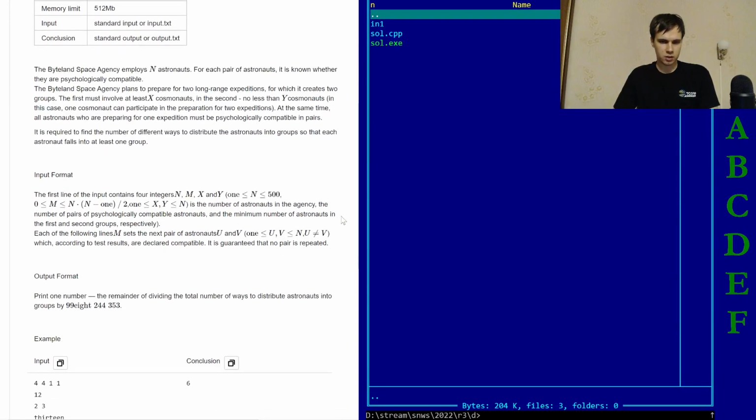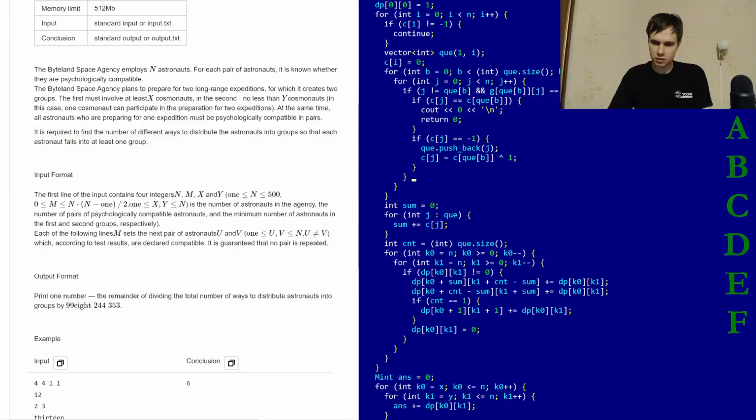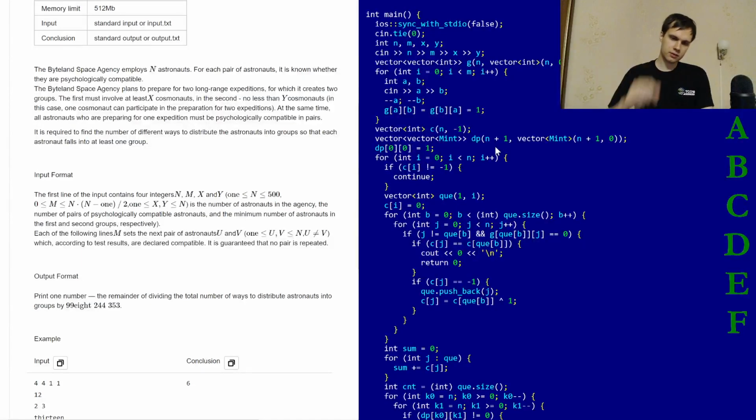Okay, problem E. It was a bit weird. We have to find two cliques of size at least x and at least y in an undirected graph, so that each vertex belongs to at least one clique, and we have to count ways. And here we just note that when we have two cliques and each vertex belongs to at least one of them, then if we take the complement of the given graph, we have independent sets instead, and basically the complement should be bipartite.